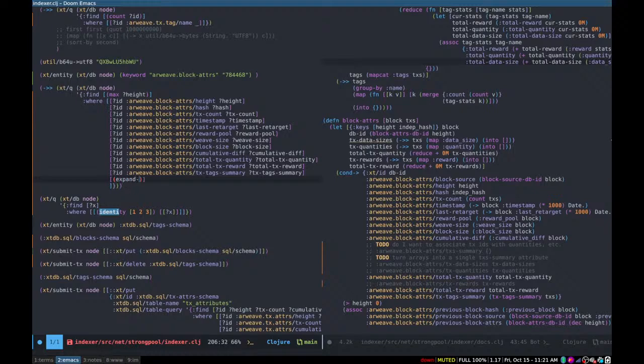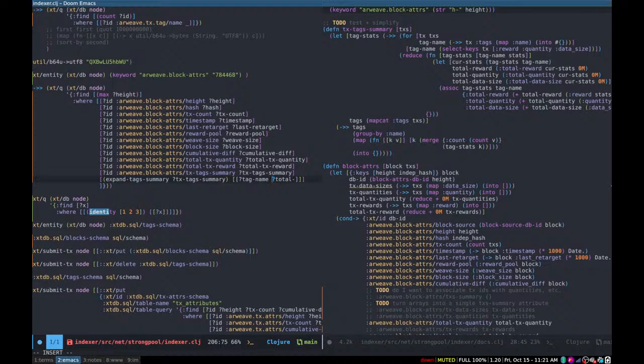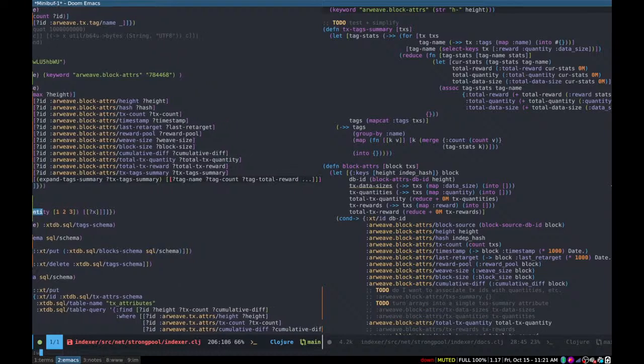So it's going to be like expand tags summary, tx tags summary, and then on this side it's going to be tag name, total reward. Well, I think there's a count too, isn't there? Pretty sure. Yeah, there's a count. Like tag count, tag total reward. I won't type these all out, but etc. for all the values that are in there.